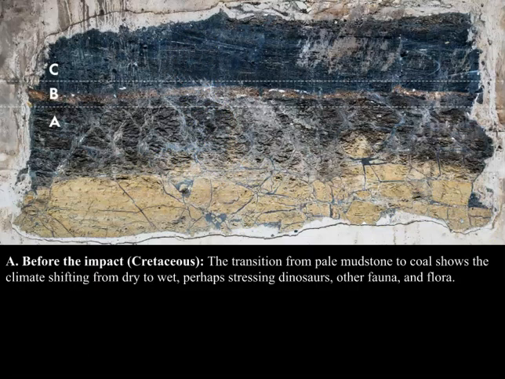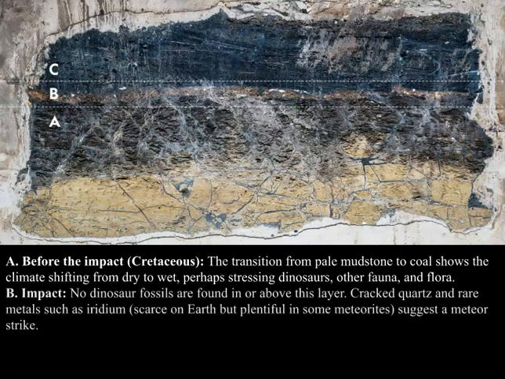All right, so this is an actual image of a boundary, a layer of soil. If you look at layer A down at the bottom there, that was before the Cretaceous impact. You can see you've got the mudstone to coal. You can see the light brown here going up to the darker colors. They think that's because the climate was shifting from dry to wet, which was perhaps putting some stress on the dinosaurs anyway. And then you can see layer B here.